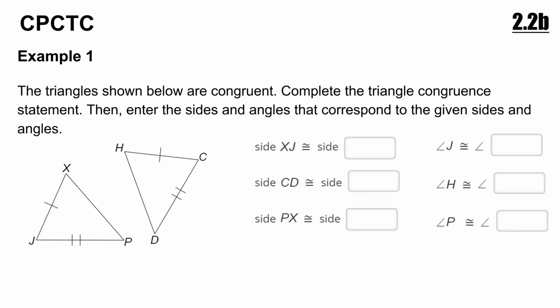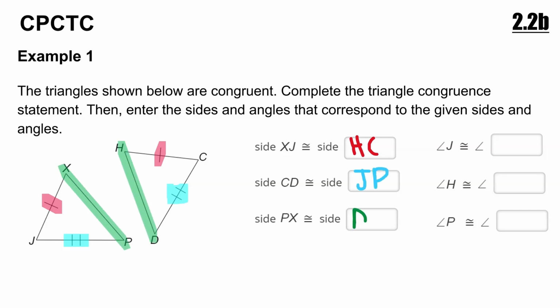CPCTC stands for corresponding parts of congruent triangles are congruent. In this problem, there are two congruent triangles. Here, use the lines to determine correspondence. So, side XJ corresponds to side HC. Side CD corresponds to side JP. Side PX corresponds to side DH.